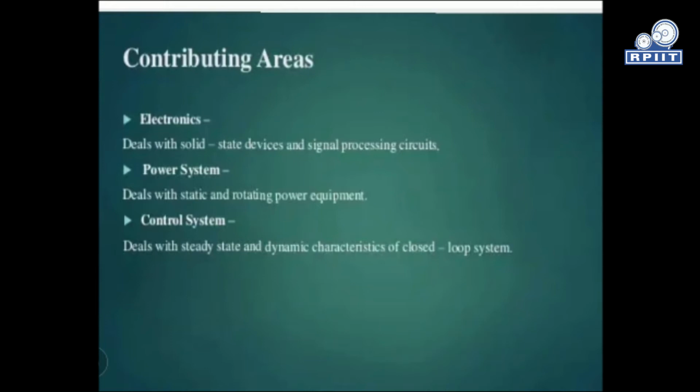If we talk about electronics, power systems and control systems: in electronics, it deals with solid state devices and signal processing circuits. In power systems, it deals with static and rotating power equipment, so we can say our rotating motors, that is electrical machines, AC, DC, and so on. And control systems deal with the steady state and dynamic characteristics of closed loop systems as well.